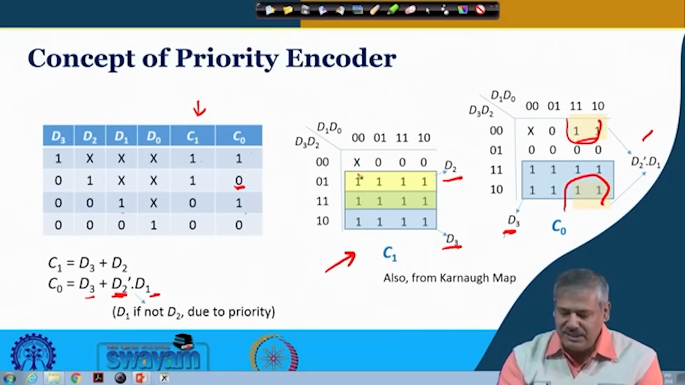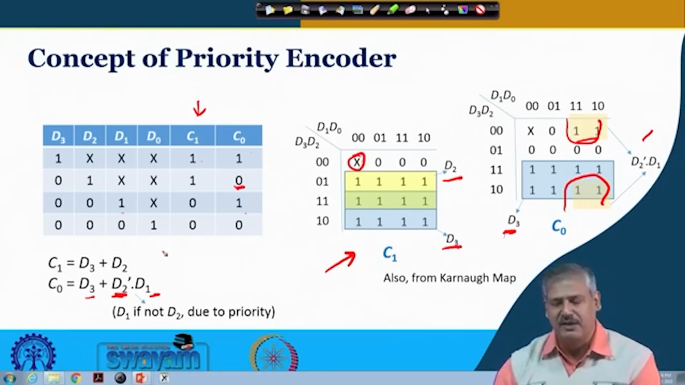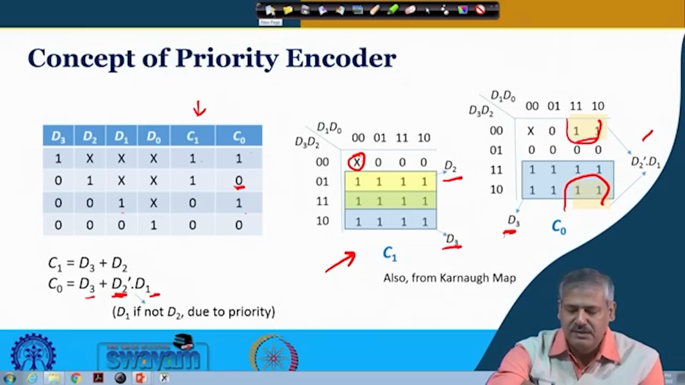And one more thing, that this is marked cross because the 0 0 0 0 trace will never appear. Okay, that is the understanding.